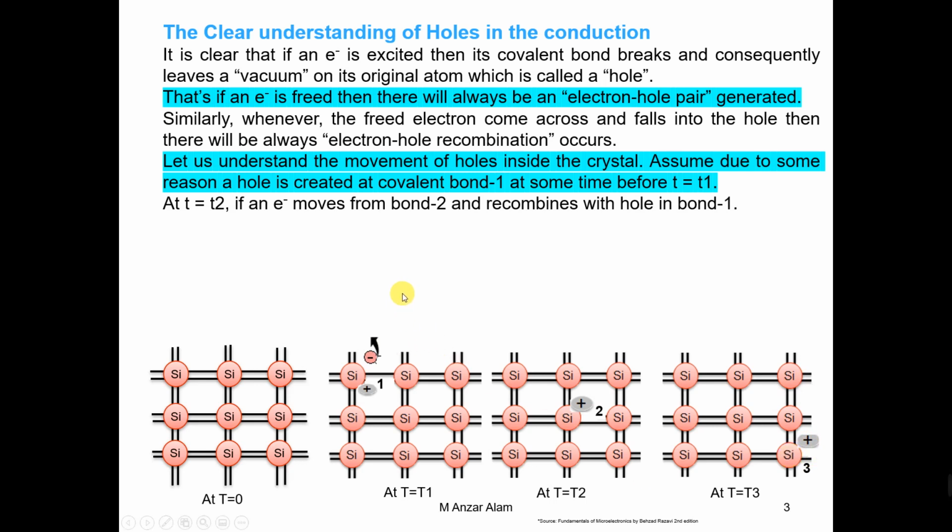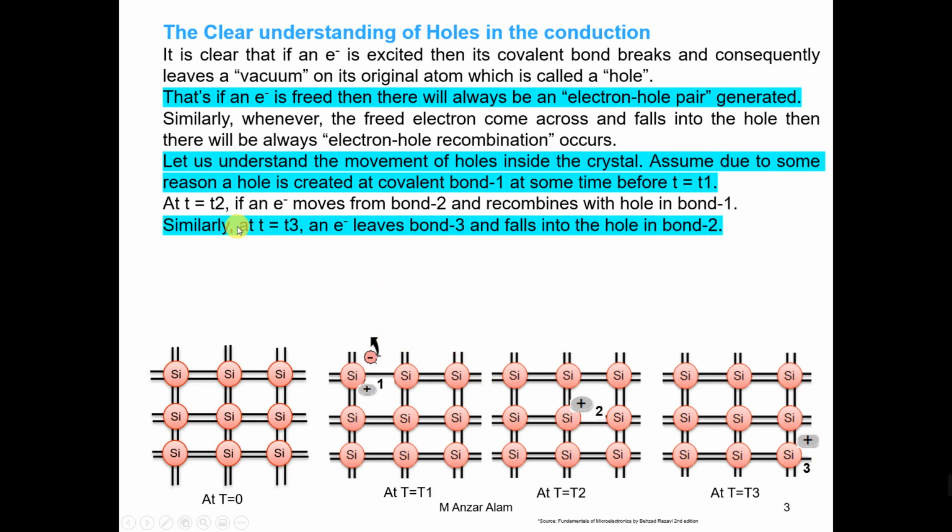So we read again. Similarly, at t equal to t3, an electron leaves bond 3 and falls into the hole in bond 2, making bond 2 complete. Or on rewinding this route, the route of the hole, it can be realized that one hole has moved from left to right. So now if we rewind this process, it was nothing. There was nothing. So at this time, one hole was established at this location.